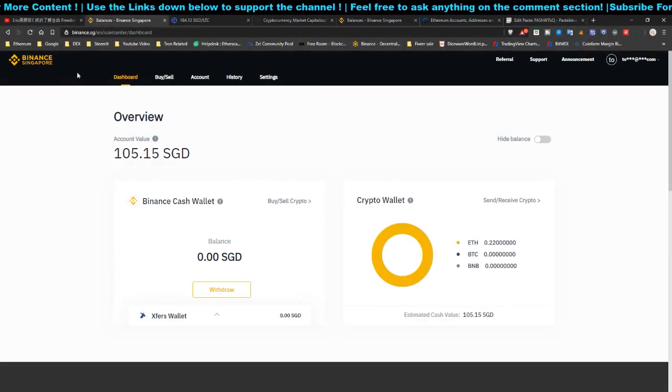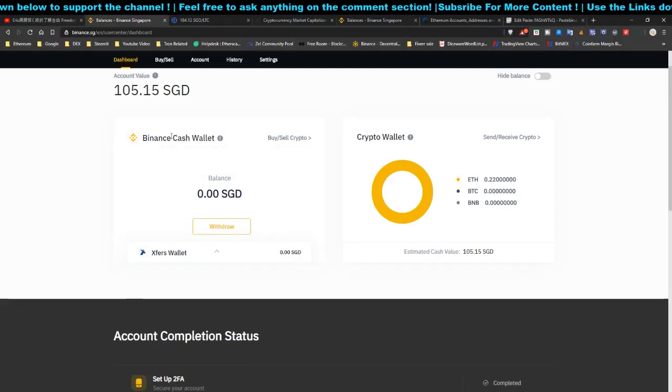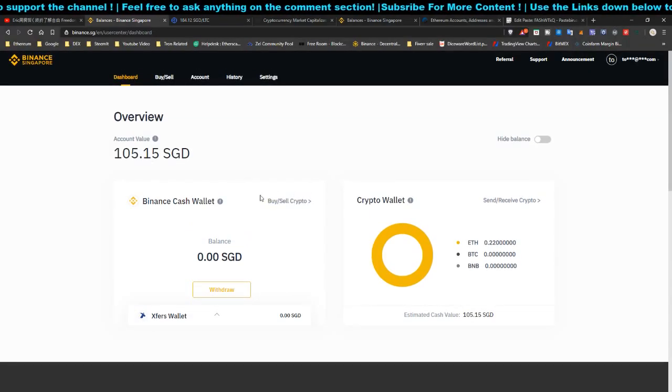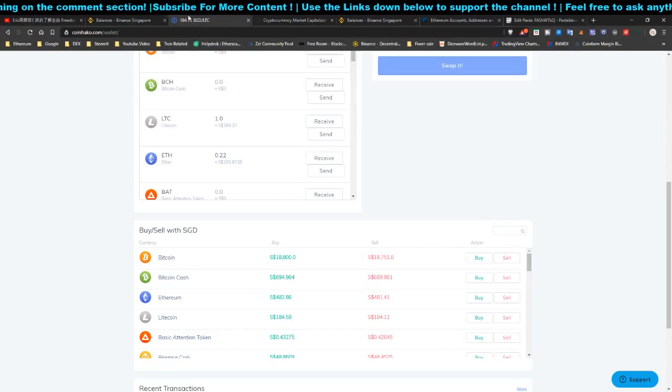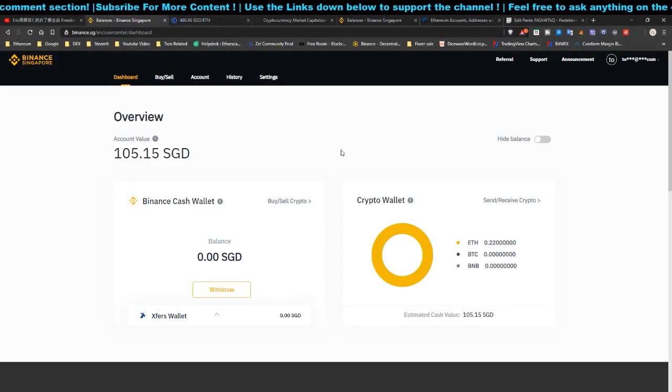On Binance Singapore, the dashboard is not really sleek, but it's simple looking. I have some Ethereum over here. I have sent 0.22 Ethereum to Binance Singapore and CoinHako, and I'm going to do a sell of my Ethereum, and from there you will see how the process works. But if you are signed up on CoinHako, you should roughly know how CoinHako and its ecosystem work. It's very simple.